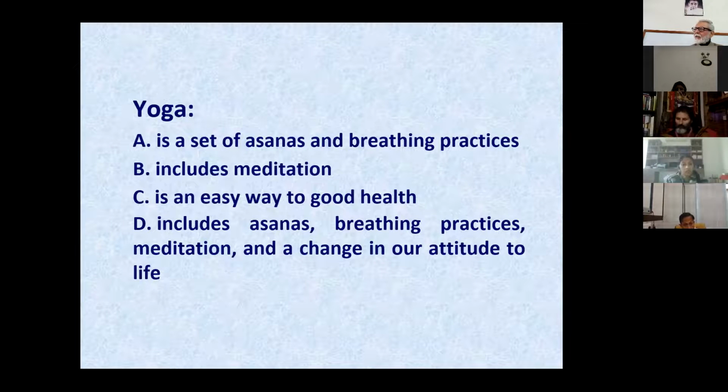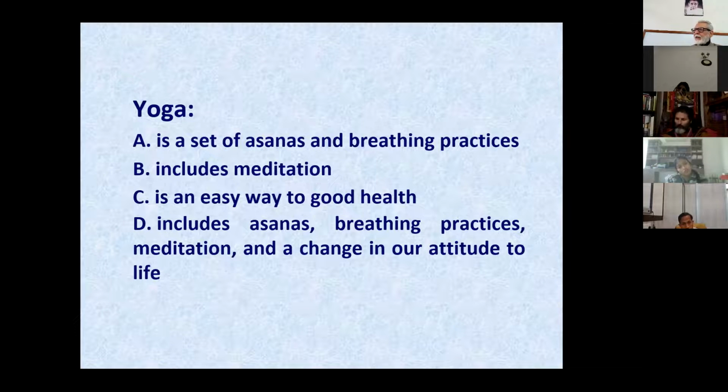Yoga includes meditation. Yes, it does include meditation, correct. In the previous question, that's what we selected as the best option. But let's see if there's something better in this question than this. Yoga includes meditation, that is correct, but we are looking for a better option if available in this question.